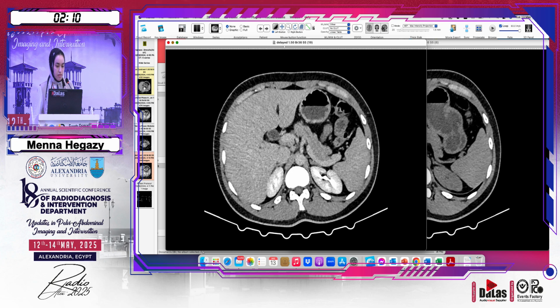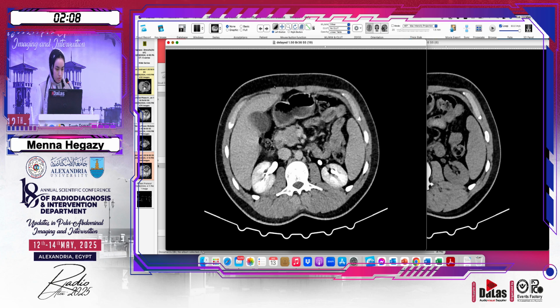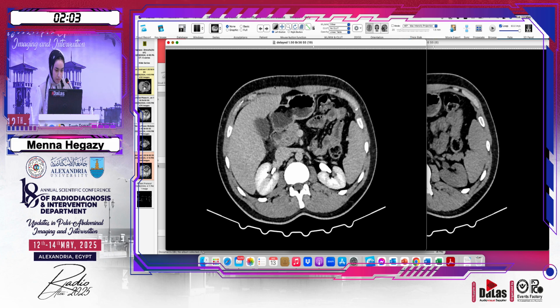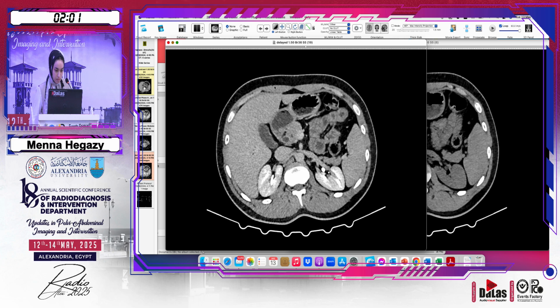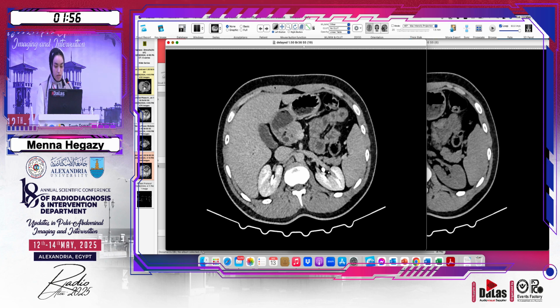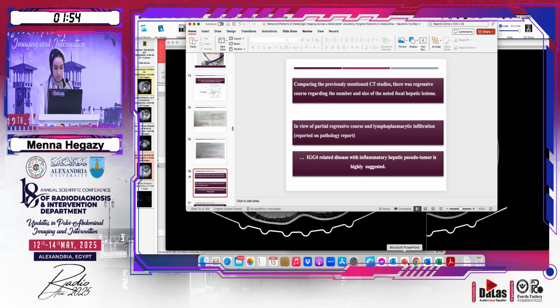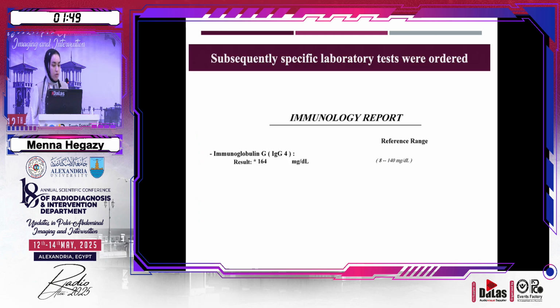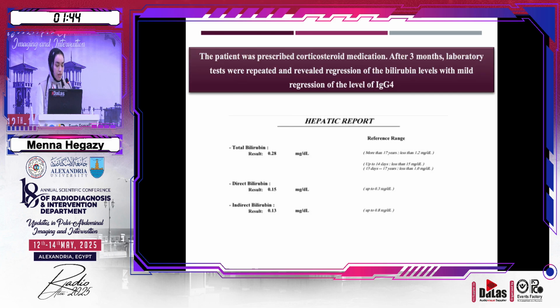we can see that the CBD is dilated with delayed mural enhancement. So the pathology was not only involving the focal hepatic lesions. Subsequently, laboratory tests were ordered and immunoglobulin IgG4 was elevated, and the patient was prescribed corticosteroid medication, and after 3 months, the lab tests revealed that the bilirubin level regressed to normal and the jaundice was resolved.